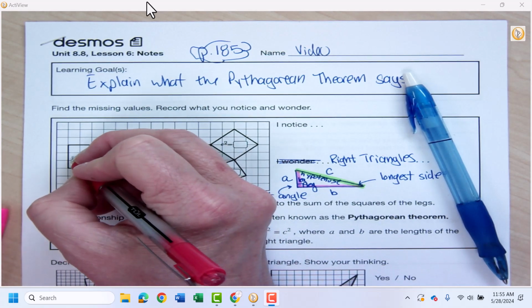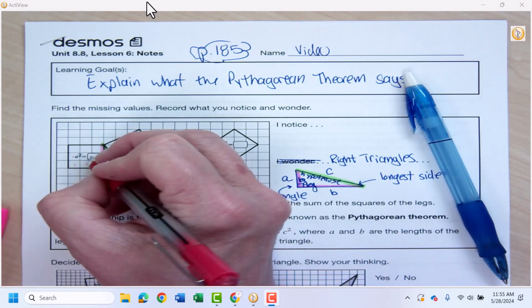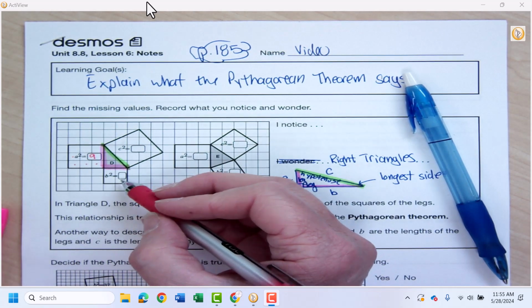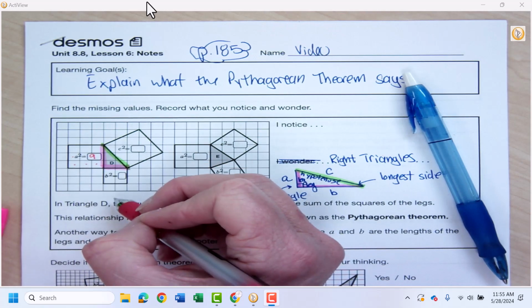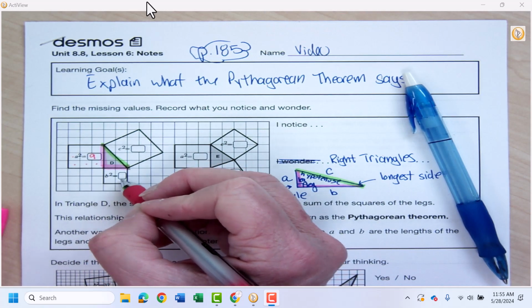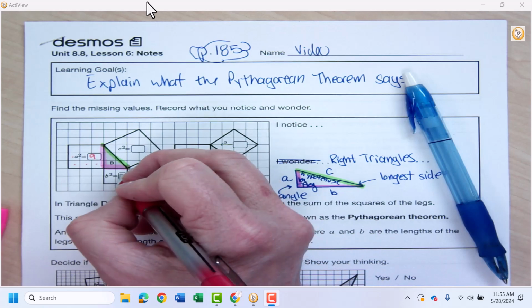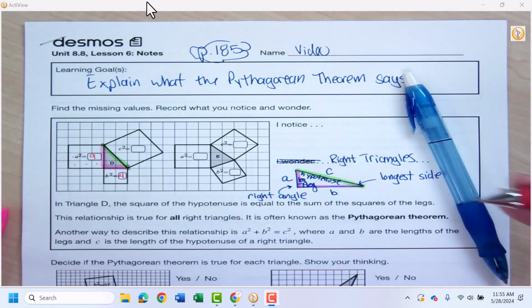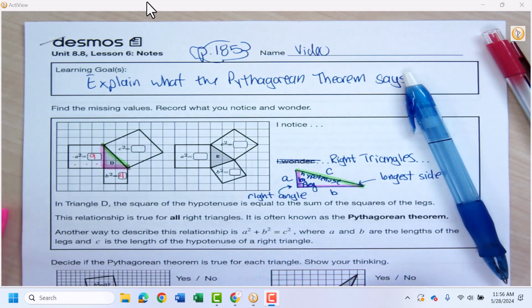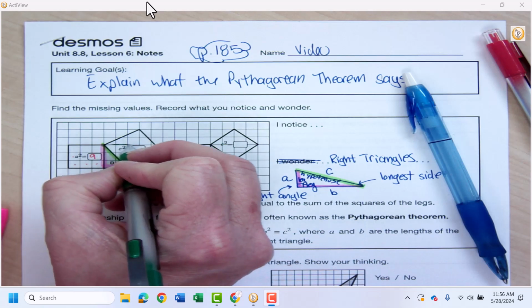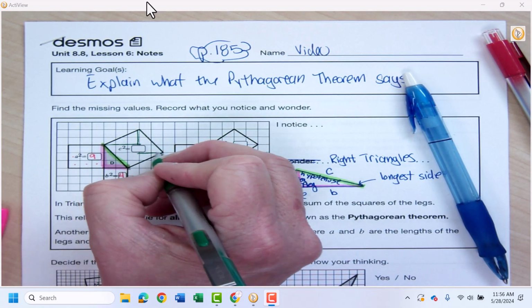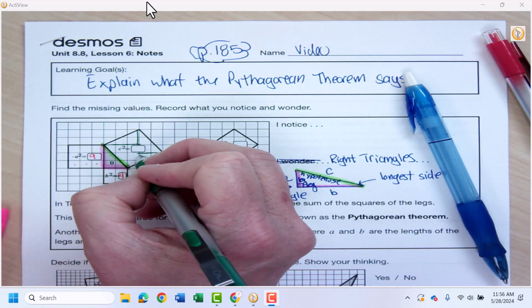1, 2, 3, 4, 5, 6, 7, 8, 9 square units. For B, it's nice and pretty as well. I can see that that square has 1, 2, 3, 4 square units. C is a little bit trickier. You know what? I'm going to have to go back and do what we've done to find area before. I'm going to break up these triangles. It's going to be a little tricky because I don't want to overlap too much in here.